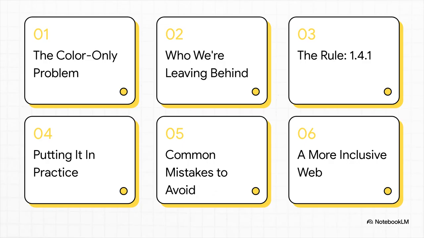So here's how we're going to break it down. First, we'll nail down the core problem itself. Then, we'll look at who we're actually leaving out. After that, we'll get into the official rule 1.4.1 and see how to put it into practice. We'll also cover some common mistakes to avoid and wrap it all up by looking at how this all leads to a much more inclusive web for everyone.